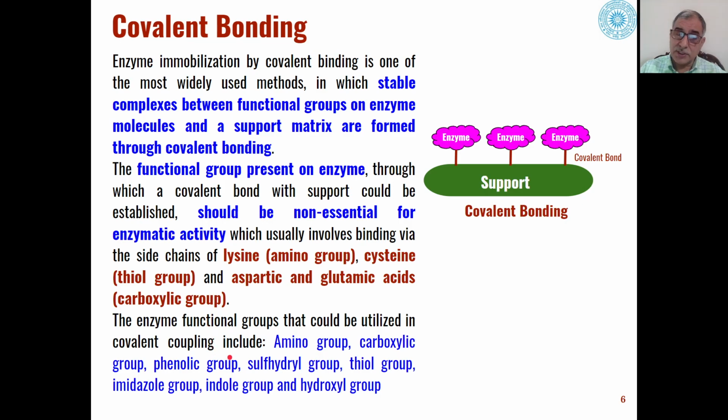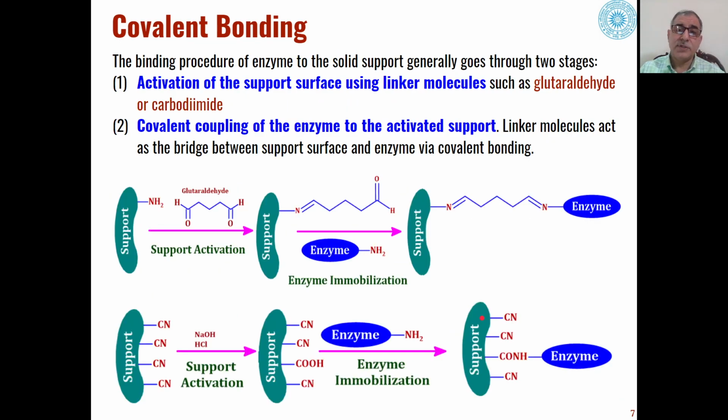So mainly the enzyme functional groups which are used for covalent coupling are the amino group, carboxylic acid group, phenolic group, sulfhydryl group, thiol group, imidazole group, indole group, and hydroxyl group. But these groups which are being used should be non-essential for enzymatic activity. So, some examples of formation of a covalent bond for covalent immobilization.